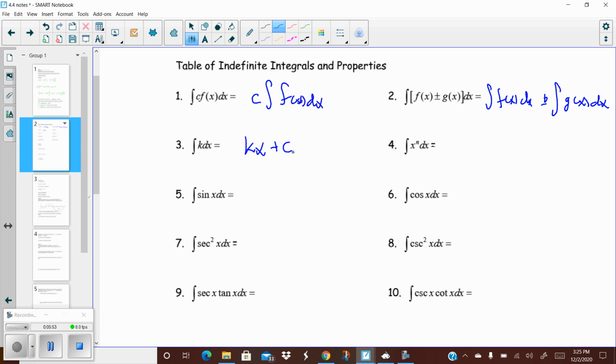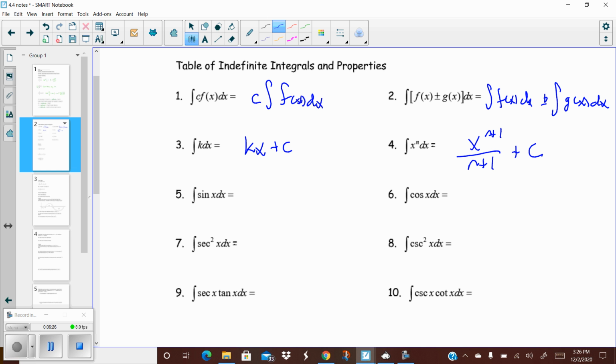All the rest of these are just your rules. So number 4 is your basic power rule, which says if I'm going to take the integral of x to the n power, where n is some number, then I'm going to add 1 to that exponent, and then we're going to divide by that new exponent. And don't forget plus c. Again, the plus c only occurs because it's indefinite, there's no bounds. It's just like taking an antiderivative.